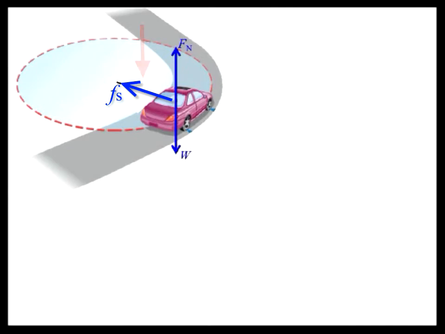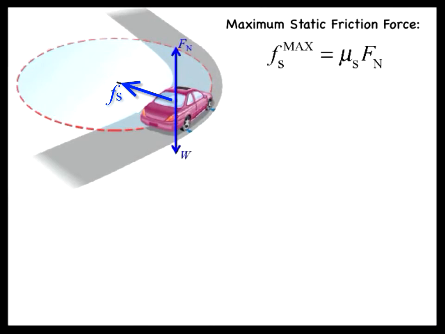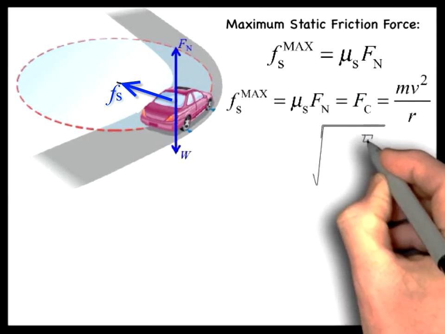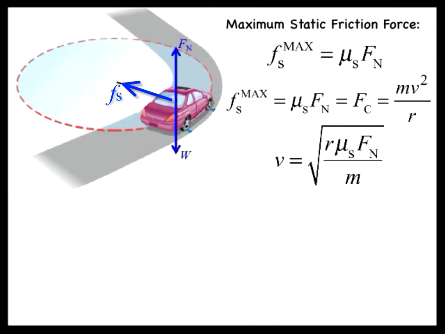From the free body diagram, we identify the centripetal force as being equal to the static friction. The larger the static friction force, the greater the speed the car can safely take the curve. However, the maximum static friction force is equal to mu sub s times the normal force. We can use this fact to find the maximum speed the car can safely take the curve. Setting the maximum static friction force equal to the centripetal force, which equals mv squared over r, and solving for v, we find v is equal to the square root of r times mu sub s times the normal force divided by the car's mass.